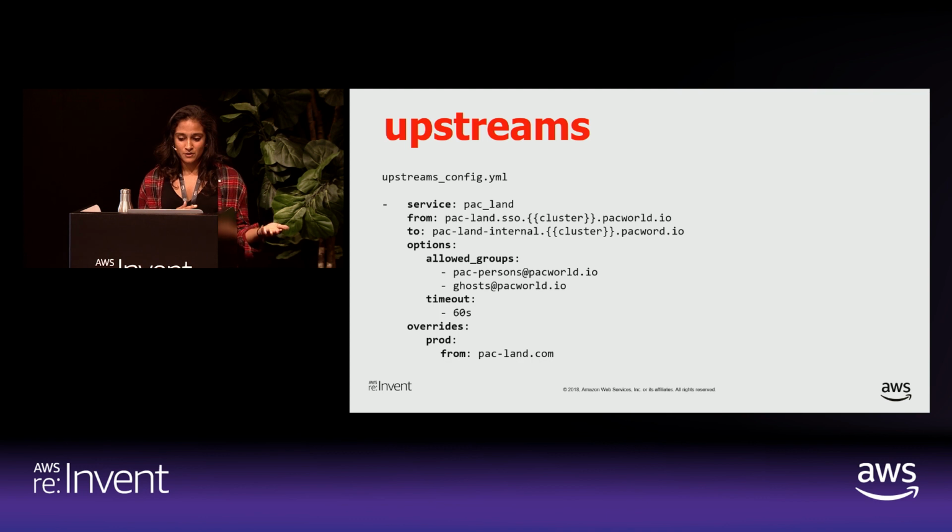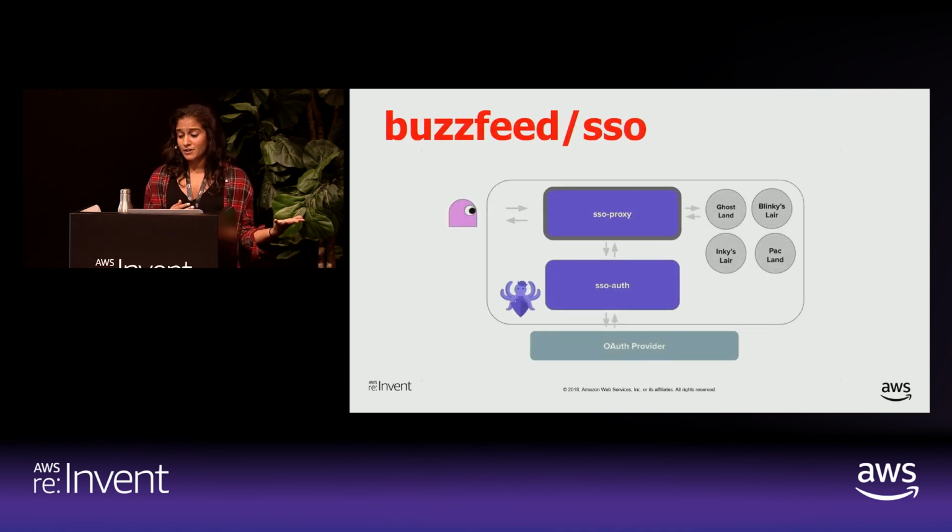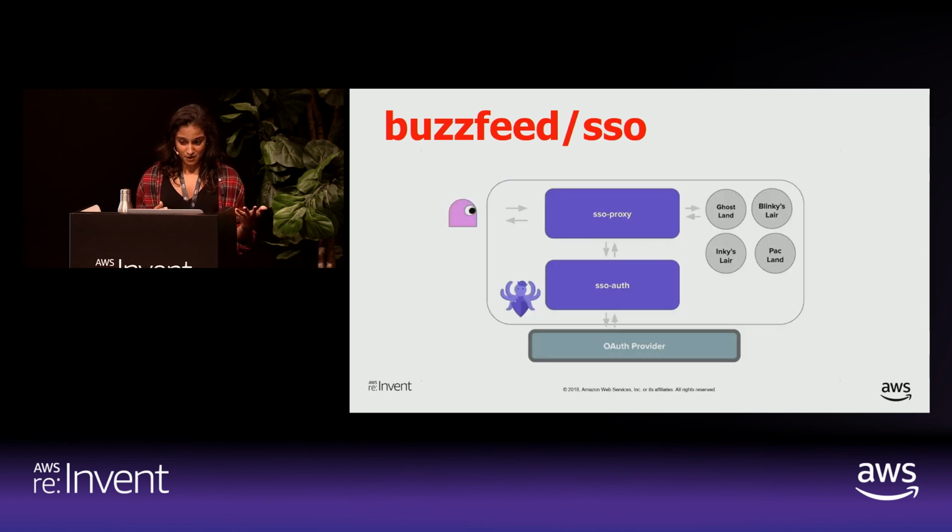Also, service owners can set up vanity domains that point to SSO and create overrides for certain clusters like prod for a better user experience. So instead of having to go to pacland.sso.prod.pacworld.io, a user would only have to go to pacland.com. And so those are all the components of SSO that work together to create our nested OAuth flow.